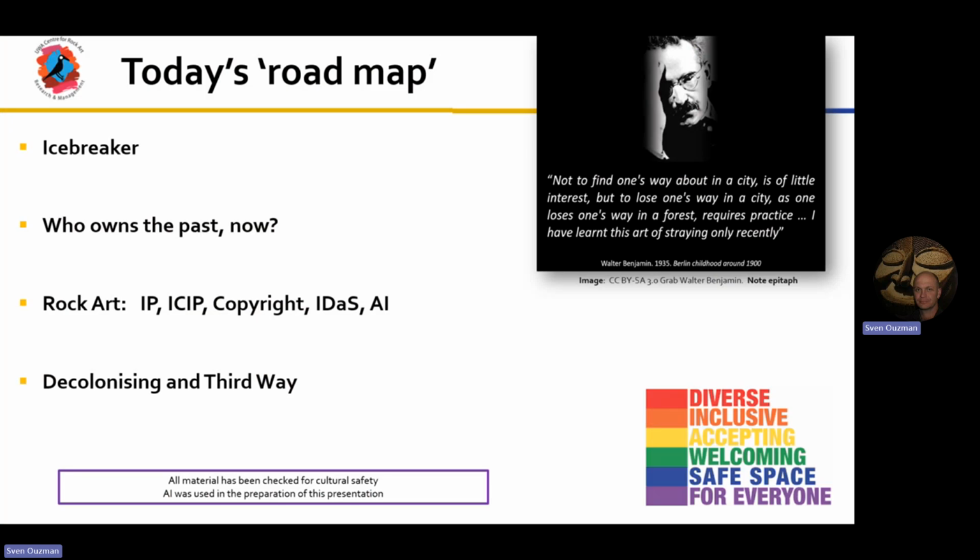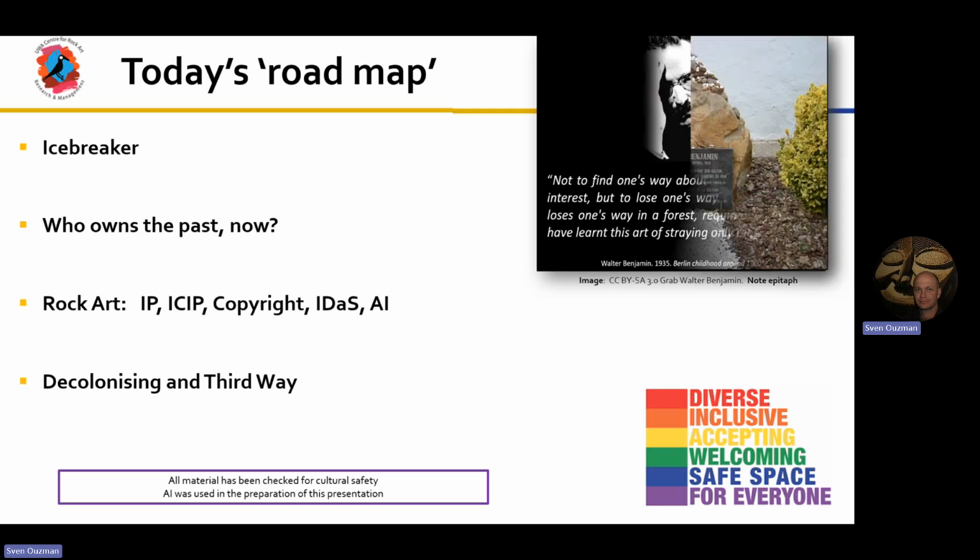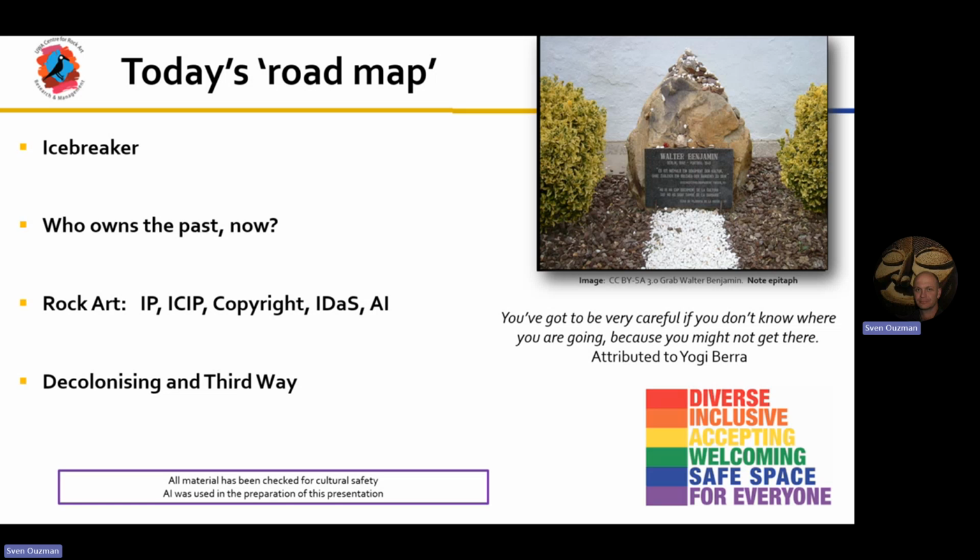So there's a little roadmap for us today. I rather like Walter Benjamin and his notion of straying, if you like. My translation of that quote, which you can read for yourself, is that any idiot can use a map to find their way, but only the truly gifted can use a map to get lost. In other words, don't go down the established paths of knowledge, pioneer new ways in areas little explored. Of course, there is a danger to this, as Yogi Berra, or attributed to him, said, you've got to be very careful if you don't know where you're going, because you might not get there. Anyway, maybe the roadmap will help today.